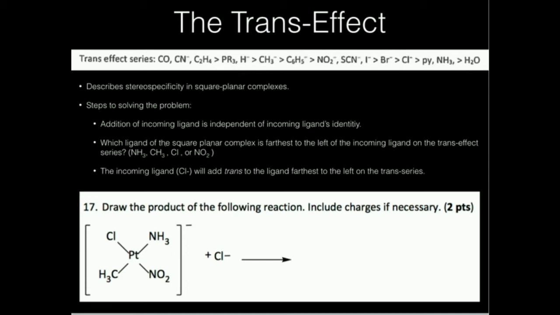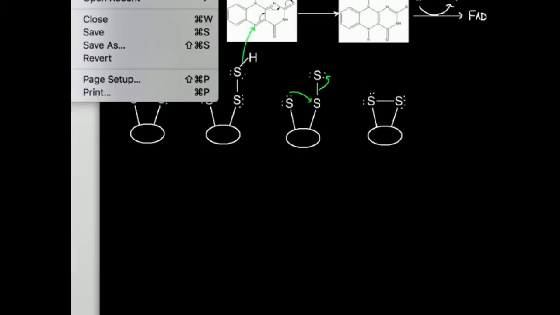Well, just looking at this, it looks like the methyl is the farthest on the left, because notice, here's the nitro to the right of that. Here's the chloride to the right of that, and then there's the ammonia to the right of that. So the methyl group is the farthest to the left on the trans effect series. All right? So in other words, what that means is the ligand that's incoming will add trans to the methyl group. All right? So let's go ahead and do this. Let's go to Paintbrush. Copy that in. All right.